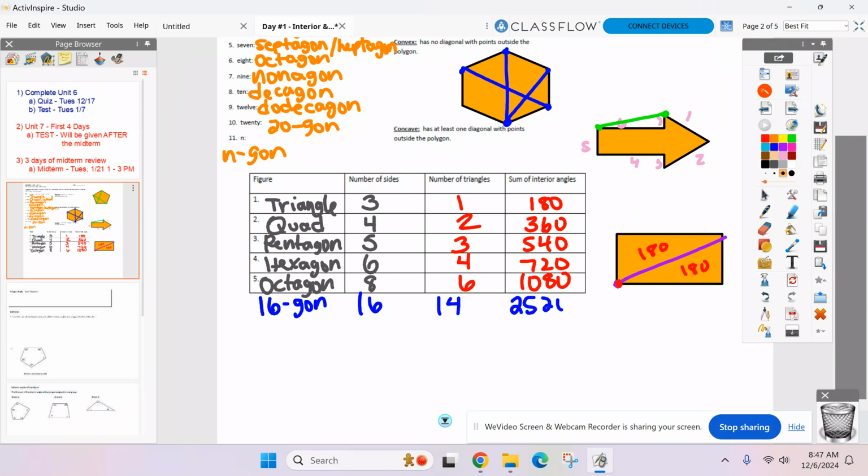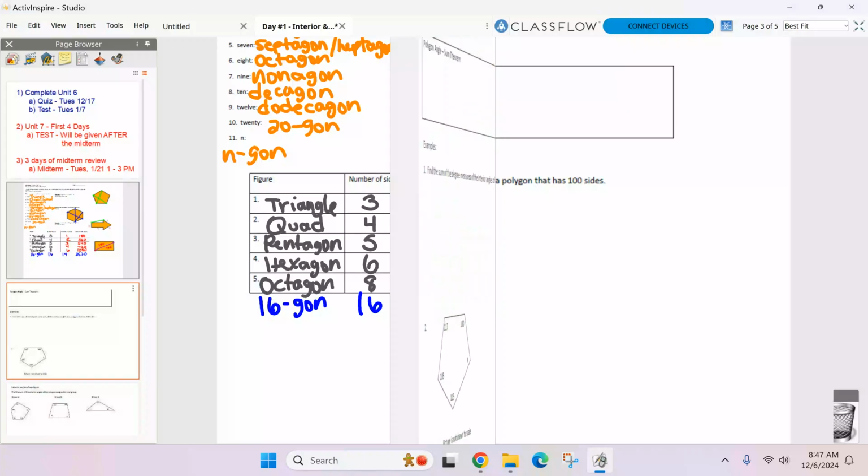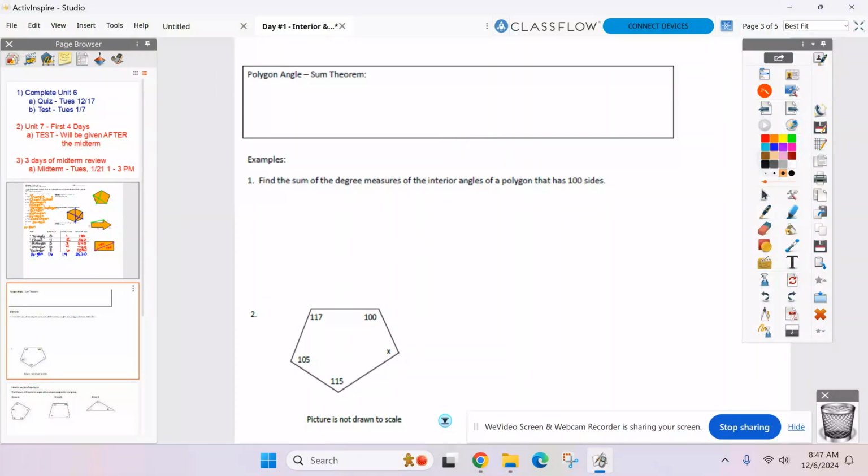Yep. So now can we find how many degrees are in any polygon I give you? Yep. I take the number of sides and do what? Take the number of sides, subtract 2, and then multiply it by 180. All right, let's make this official now. I don't care that you know that this is called the polygon angle sum theorem. I just want you to be able to find it.